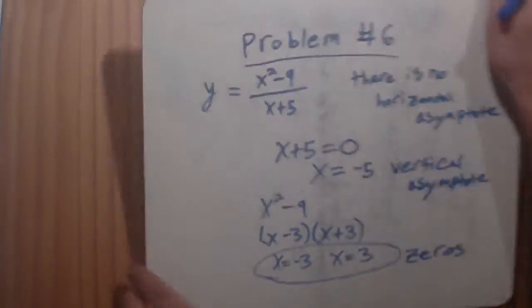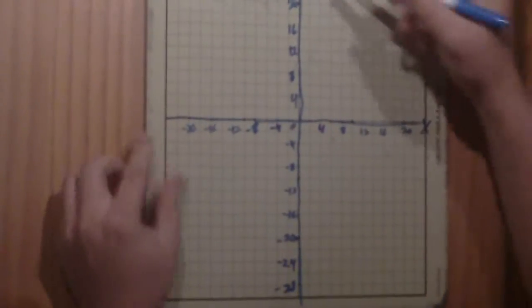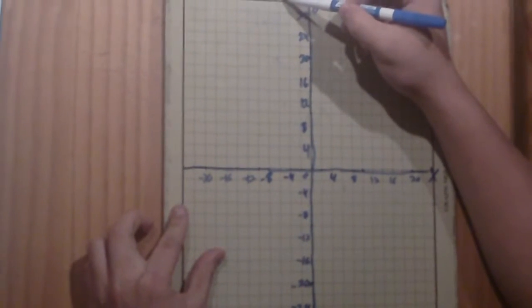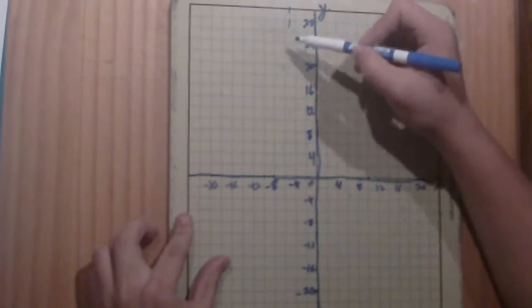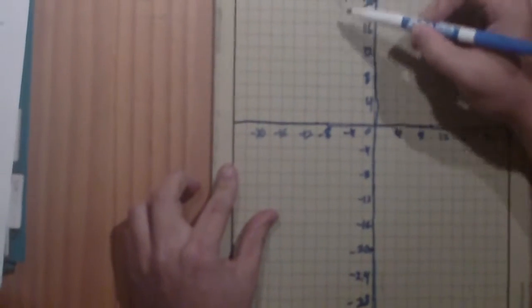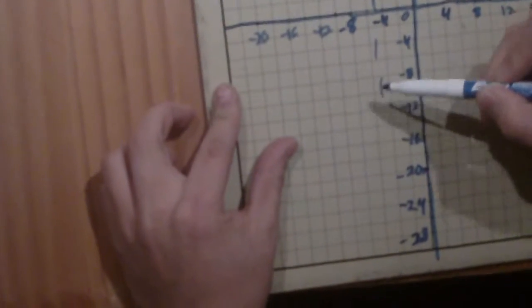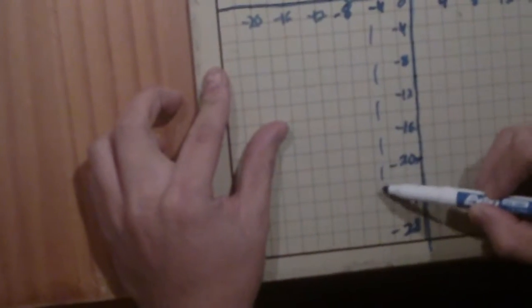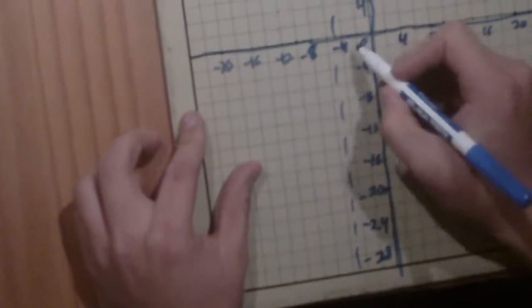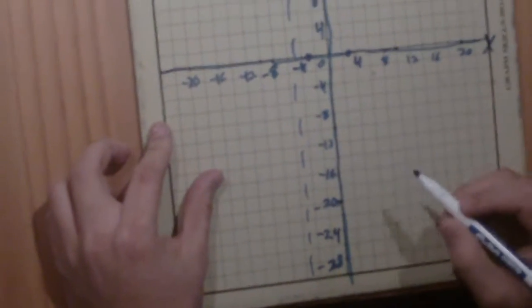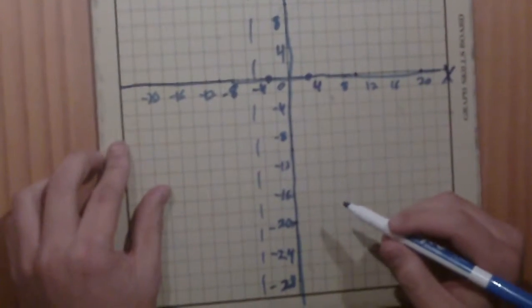So let's put that on our graph. We know that the vertical asymptote is negative 5, that the zeros are negative 3 and 3, and that there's no horizontal asymptote.